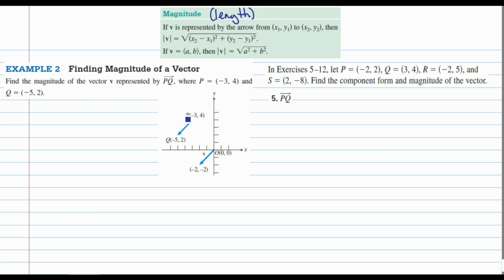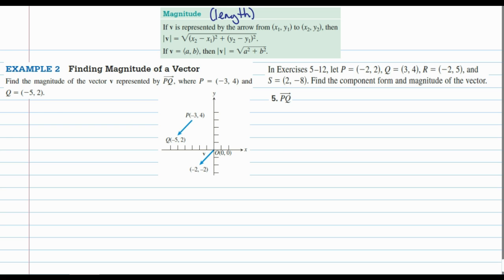Now, we have a situation in example 2 where we're looking at a vector that is not in standard representation. So we can either use the head minus tail rule first, and figure out what the vector would be in standard representation, and then find its magnitude, or we could do the subtraction within the magnitude formula or distance formula itself.